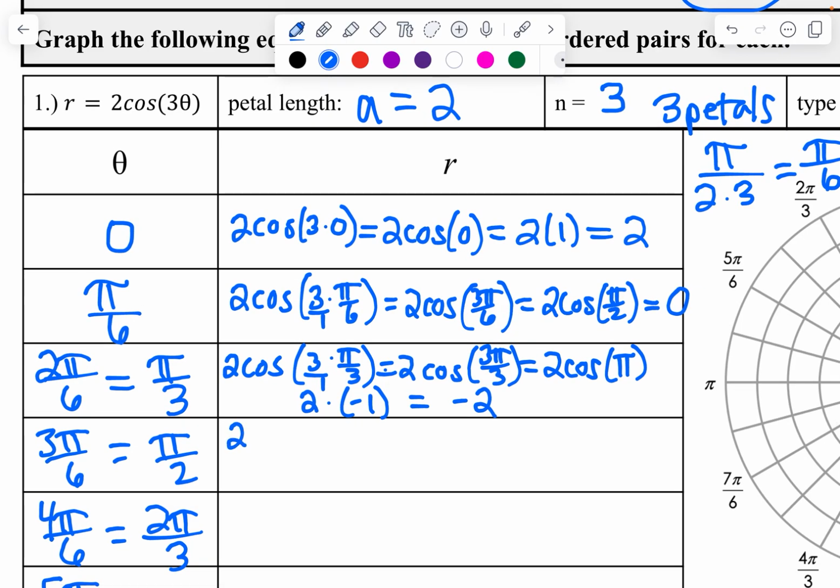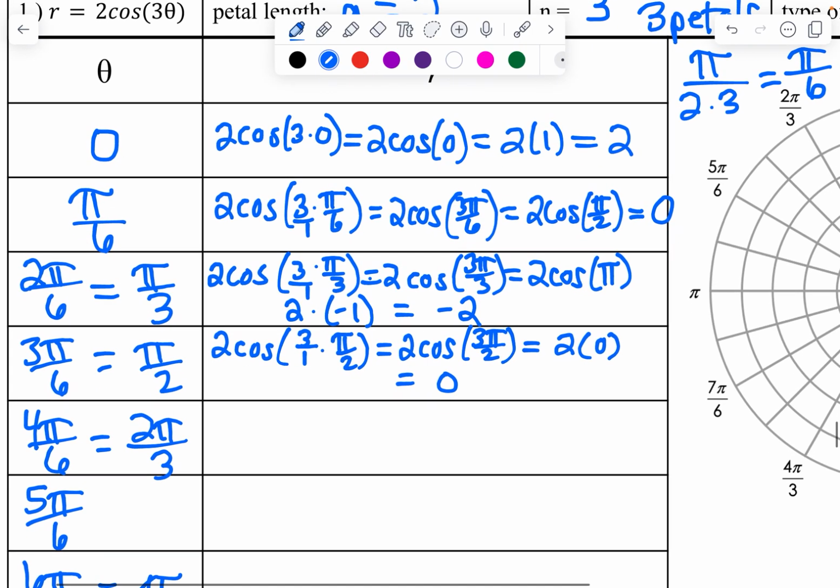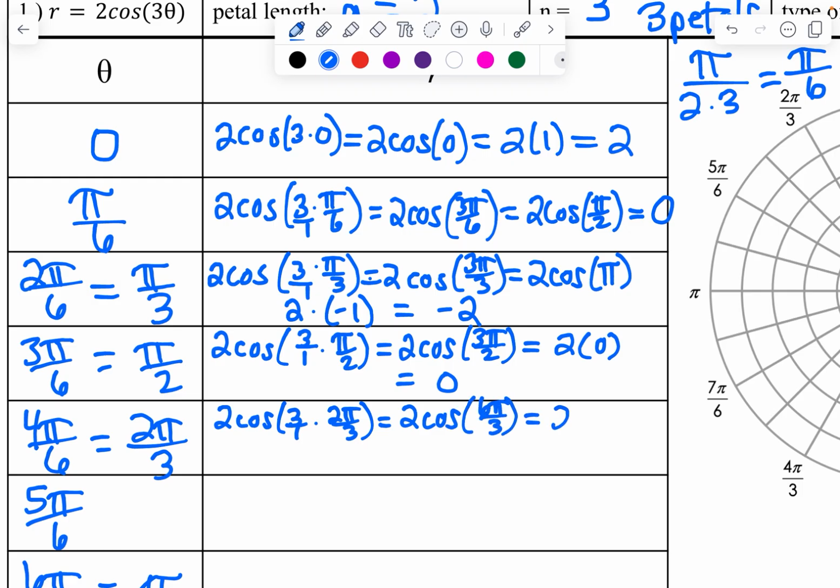Next one, pi over 2, so 2 times the cosine of 3 times pi over 2. So we get 2 times the cosine of 3 pi over 2. We know that the cosine at 3 pi over 2 is 0. So 2 times 0 gives us 0. Next one, 2 times the cosine of 3 times 2 pi over 3. We would end up with the cosine of 6 pi over 3, but that's really just 2 pi.